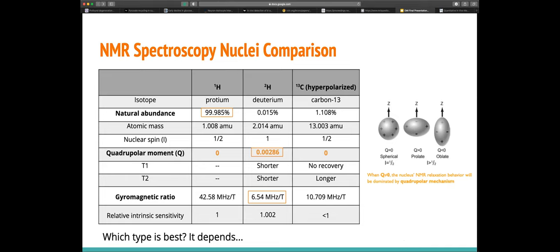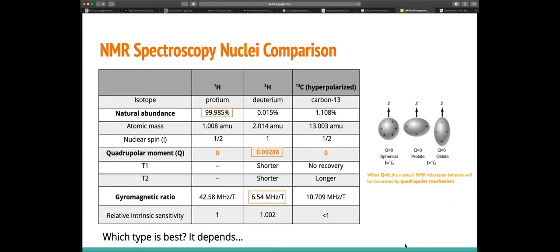Deuterium actually has a higher sensitivity than the other two spectroscopic methods. So this quadrupolar moment also leads to a lower T1 and T2 relative to proton spectroscopy. Also, deuterium has the lowest gyromagnetic ratio, which leads to a lower Larmor frequency. So the lower Larmor frequency causes deuterium to have a low sensitivity to B0 inhomogeneity.